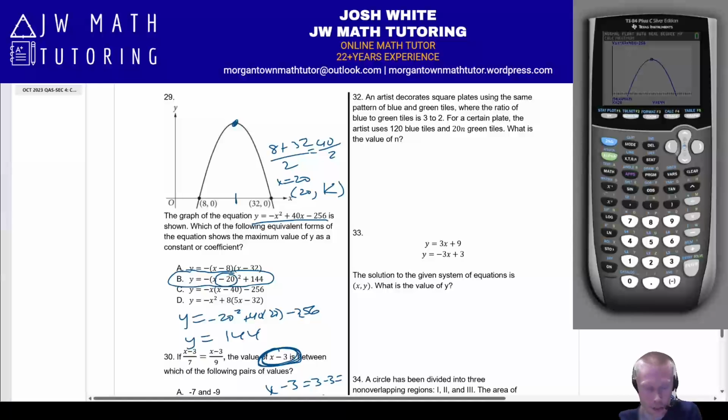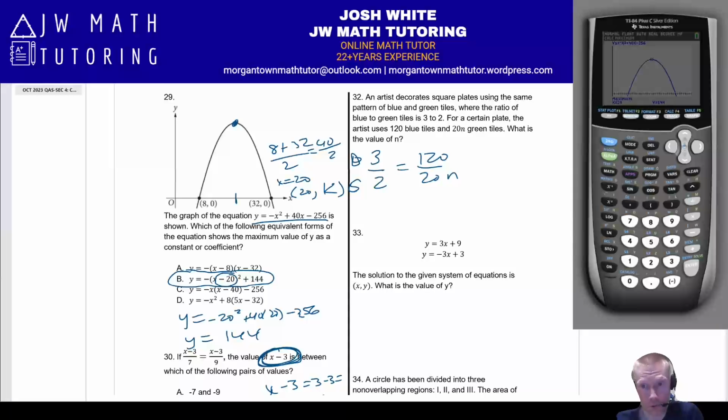Up the next page, 32. Here you have basically a kind of proportion type problem. The ratio of blue to green is 3 to 2. So 3 blue, 2 green. Blue on top, green on the bottom. Now we use 120 blue and we use 20N green.